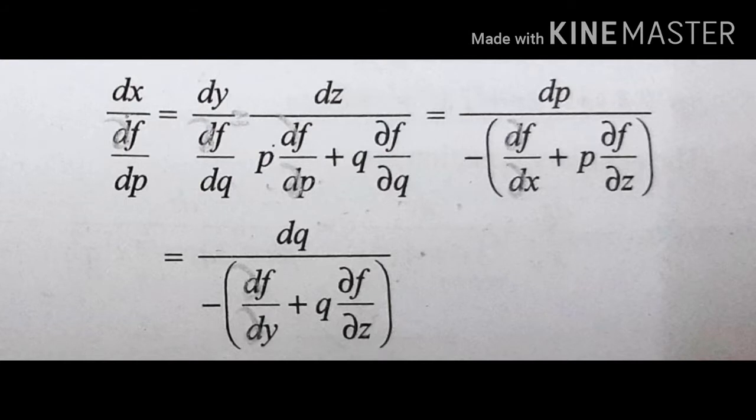In this case, our working rule or subsidiary equation is dx/(∂f/∂p) = dy/(∂f/∂q) = dz/(p ∂f/∂p + q ∂f/∂q) = dp/(-(∂f/∂x + p ∂f/∂z)) = dq/(-(∂f/∂y + q ∂f/∂z)).